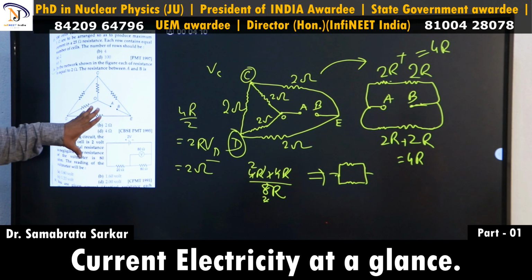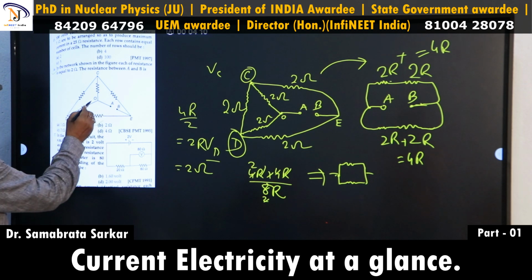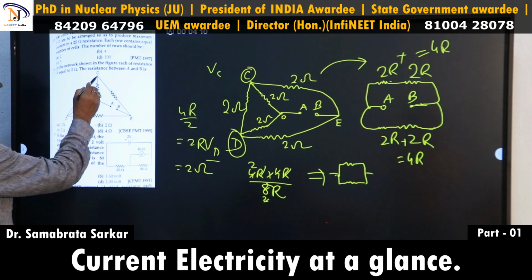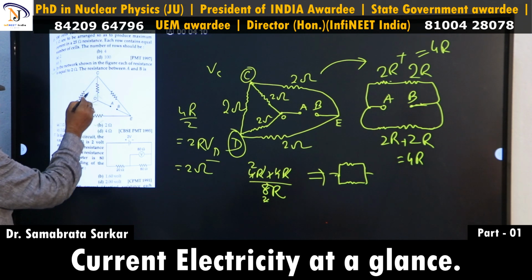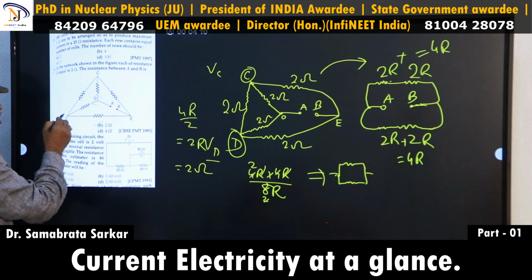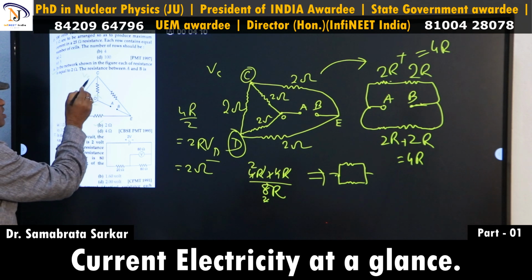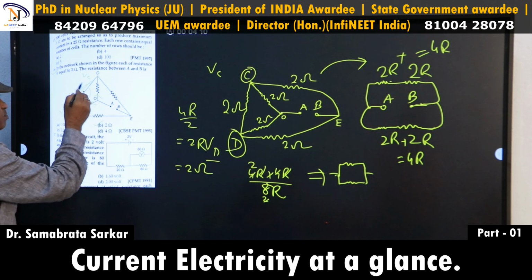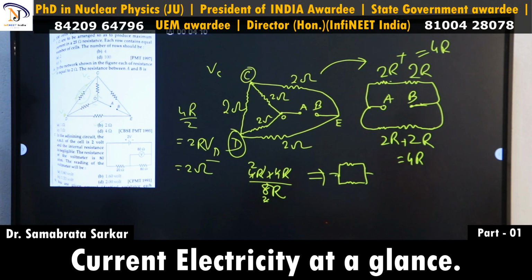So at this point, current goes these two ways, and here the potential is V into IR, and here the potential is also V into IR. So potential VC equals VB, so no current will flow through this part; you can cut it off.